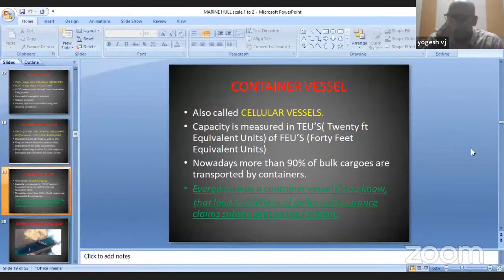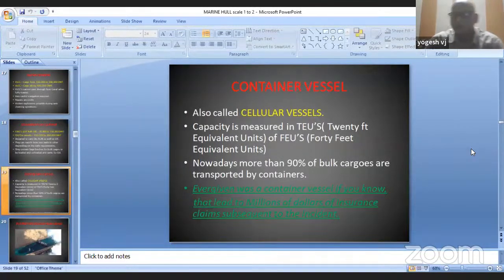The capacity is measured in TEUs or FEUs. TEU means twenty-foot equivalent units. When the vessel is loaded with 20 feet containers, what will its capacity be? Or FEU, forty-foot equivalent units. If loaded with those, what will its capacity be? That is the capacity of the container vessel. Nowadays, 90% of bulk cargoes are transported by containers.